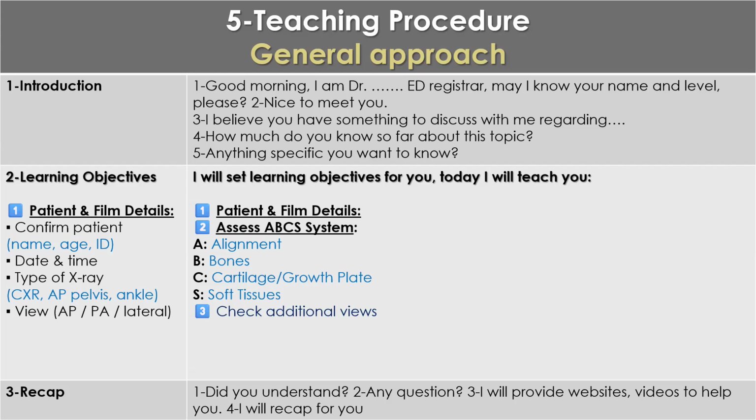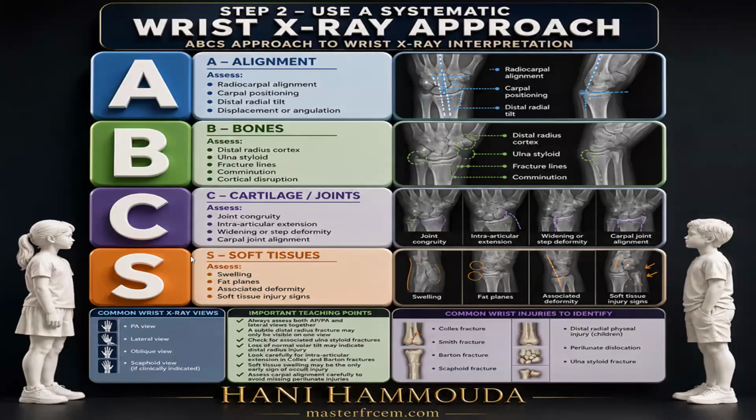And about the next, how to assess the X-ray, how to read it, we will follow. If any of them is missed, what does it mean, doctor? So if any of this is missed, the X-ray is not accurate. Then we will talk about the ABCS system. This is an approach to read an X-ray. First of all, alignment. A stands for alignment.